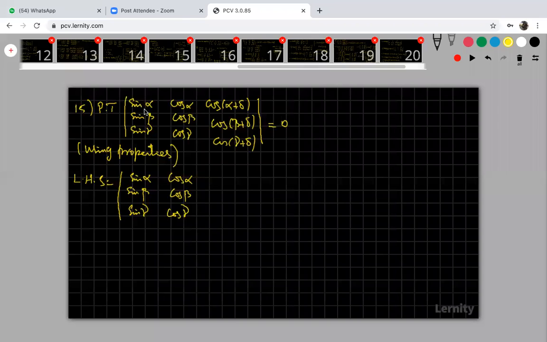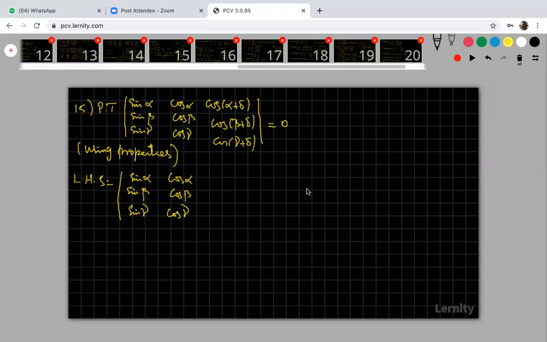Suppose I am adding R1 plus R2 plus R3, sine alpha plus sine beta plus sine gamma. But here cos alpha plus cos beta plus cos gamma. Here some other answer. So therefore, that row operation, column operation is not possible to apply here, because if you apply C1 plus C2 plus C3 or R1 plus R2 plus R3, it is not possible to take in common any term.